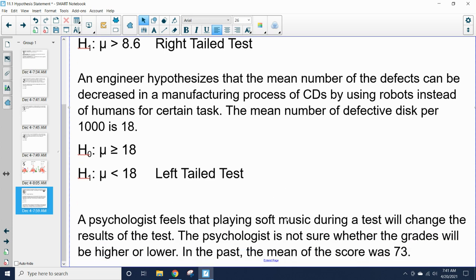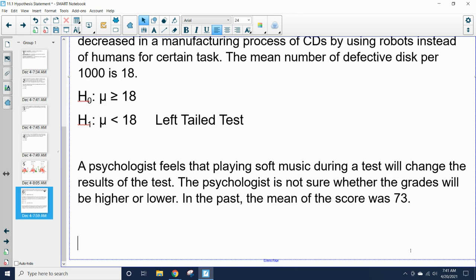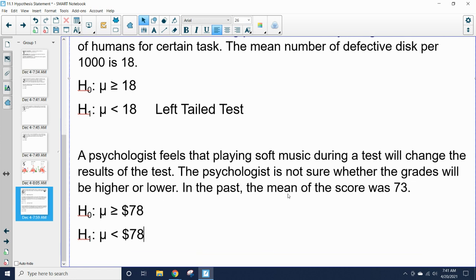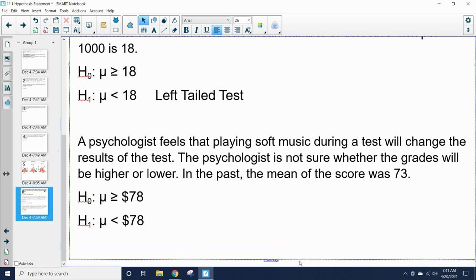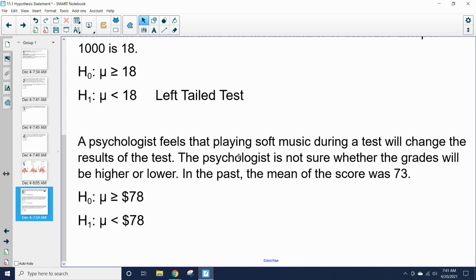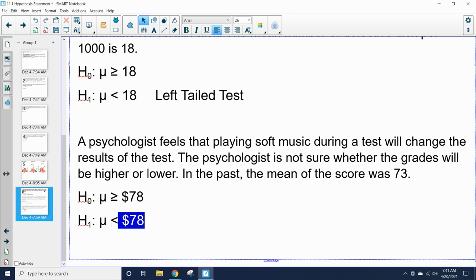And lastly, a psychologist feels that playing soft music during a test will change the results of the test. The psychologist is not sure whether the grades will be higher or lower. In the past, the mean score was 73. So we assume that the results are going to change, but we don't know how. We don't know if it's going to be greater than or less than. We just want to show that they are different.